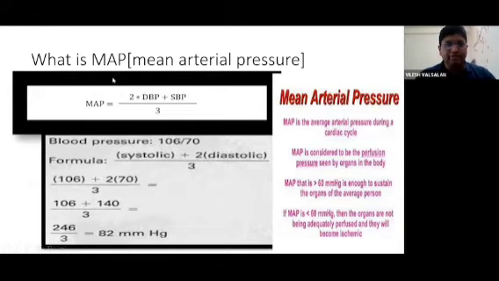And how do you calculate this mean arterial pressure? You multiply 2 times the diastolic blood pressure and add systolic blood pressure and divide it by 3. For example, if your screen shows a blood pressure of 106 by 70 millimeters of mercury, as per the formula, you are multiplying 2 into diastolic, your diastolic is 70, so 2 into 70, and systolic is 106. You add both, the sum is 246, you divide it by 3, it is around 82 millimeters of mercury. And as we mentioned, if it is above 60, your organs are perfused nicely and you're in good health.